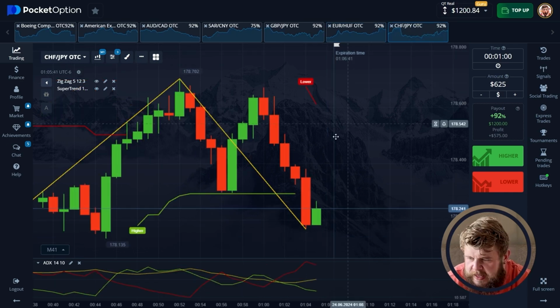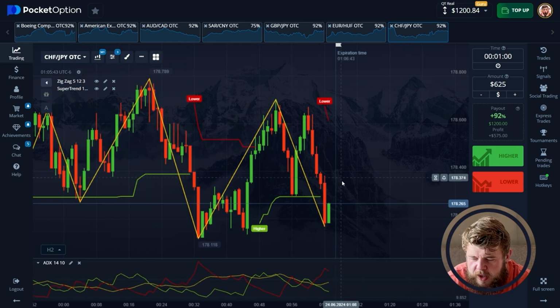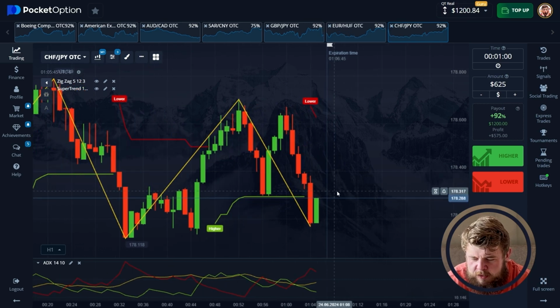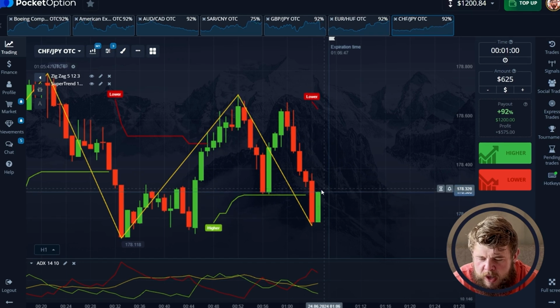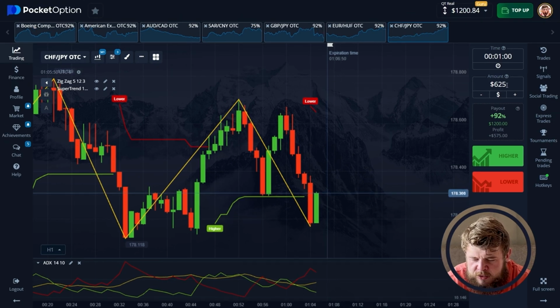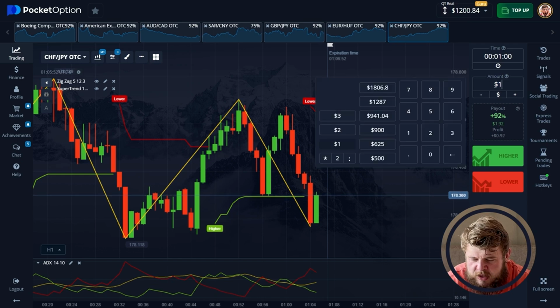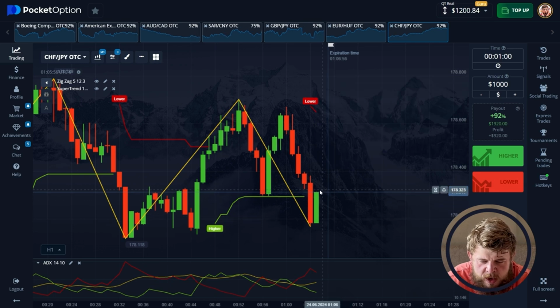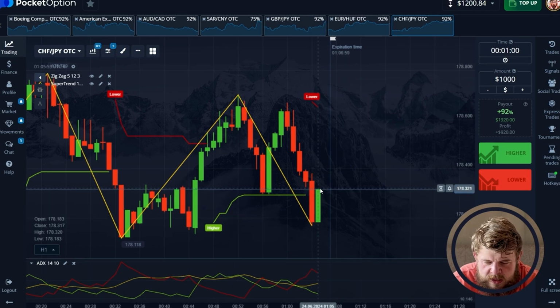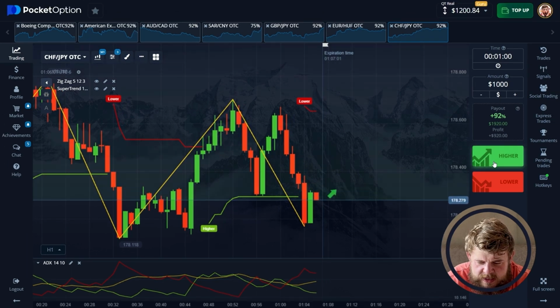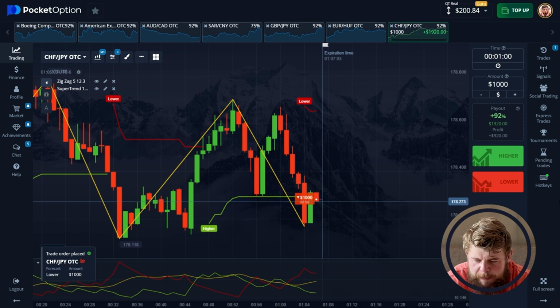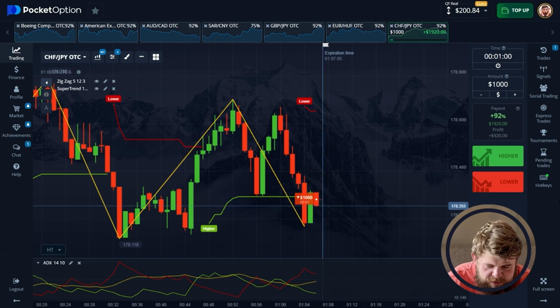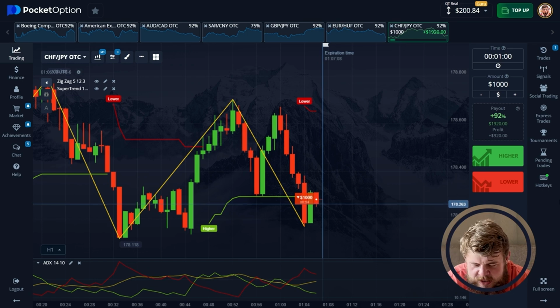Okay, so let's check CHF JPY. And according to this chart, we're staying right now on a strong level of support. However, we're even trying to show the bullish engulfing of the previous bearish candle. Let's change investment to $1,000. And I guess, no, let's open a sell position, yep, because we failed to show the bullish engulfing of the previous bearish candle. We just tried to do this, but anyway, we failed.